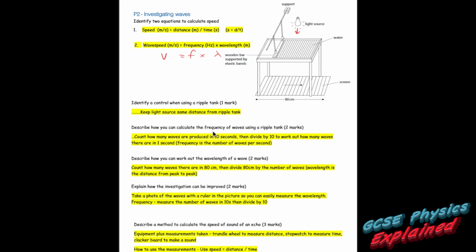Describe how you can calculate the frequency of waves using a ripple tank for 2 marks. Count how many waves are produced in 10 seconds, then divide by 10 to work out how many waves there are in 1 second. And remember, that's what frequency is. It's the number of waves per second.